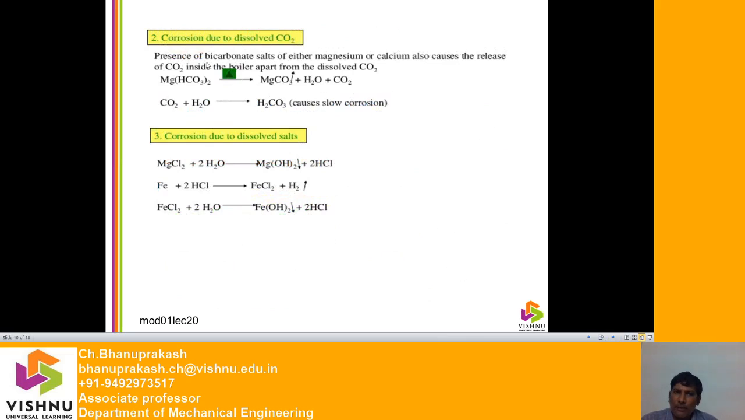So corrosion due to the dissolved oxygen. Due to the presence of bicarbonate salt of either magnesium or calcium, also causes the release of CO2 inside the boiler apart from the dissolved CO2. This we already discussed in the earlier slide. Next is the corrosion due to dissolved salt. These are some of the dissolved salts.